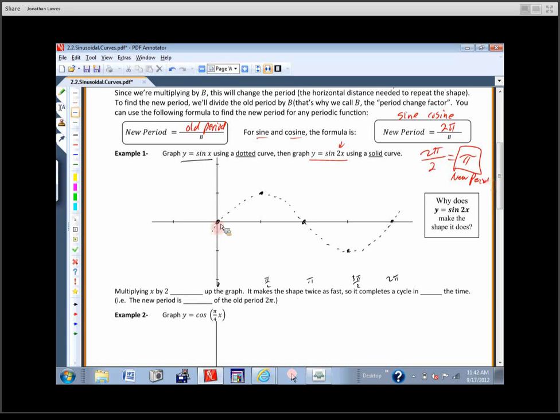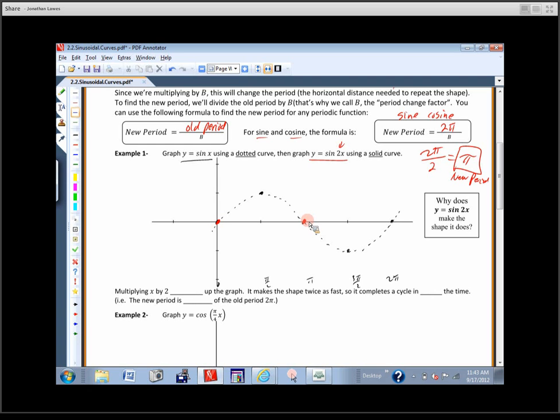So, did it slide it left, right, up, down, or anything like that? Nope. So this is still the beginning. It's still going to start right there. It's still going to have 5 key points. It's just going to do those 5 key points in different places. So we start right here. Where's it going to end? How far away? Pi, right? So over to here. That's the end.